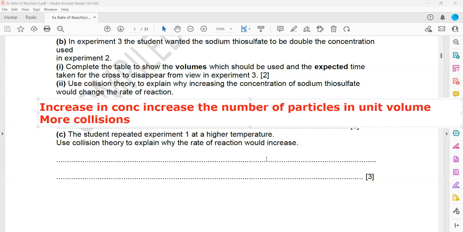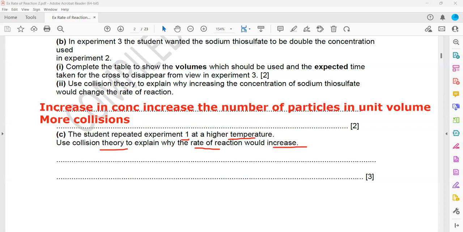So it is important to use the term unit volume. Saying more particles is obvious, but in a unit volume, in a specific volume, there are more particles, which leads to more collisions. Then the student repeated experiment 1 at a higher temperature. Use collision theory to explain why the rate of reaction increases. It's 3 marks. So 1 mark, you will mention the particles have more energy or the particles move faster. That is 1 mark. Sometimes the same question is 4 marks, but the answer remains the same.